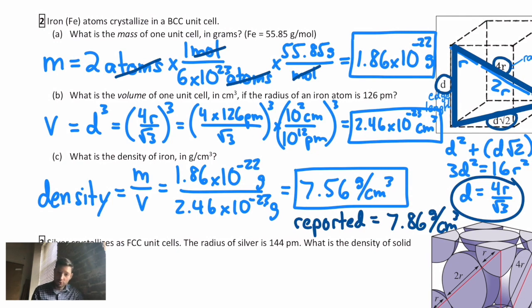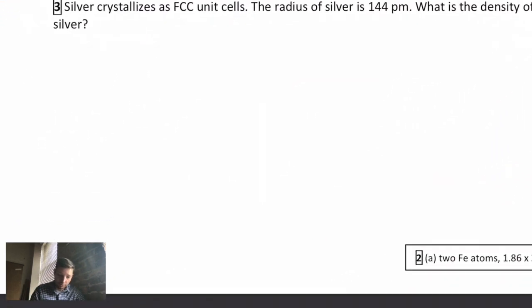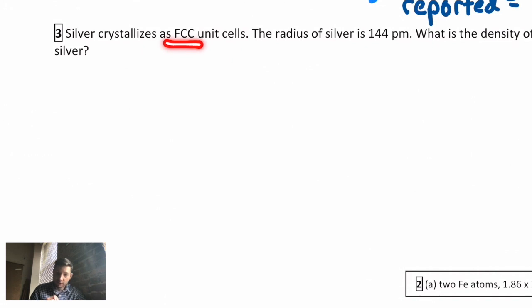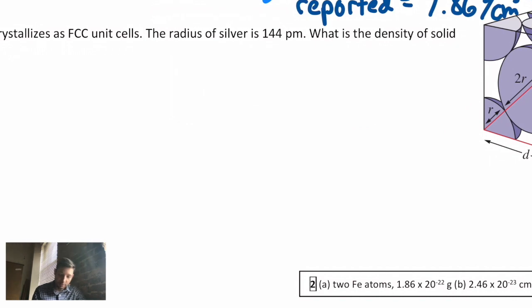So I want to wrap up and just try another one. Let's do one that involves a different unit cell. Let's look at the face-centered unit cell, and we're going to be asked to do the same thing. This is a different unit cell. It's FCC. These are silver atoms, which are slightly larger, 144 picometers, and I want to get the density.